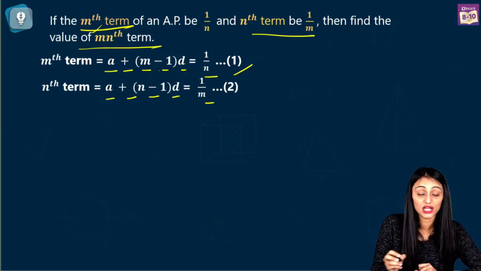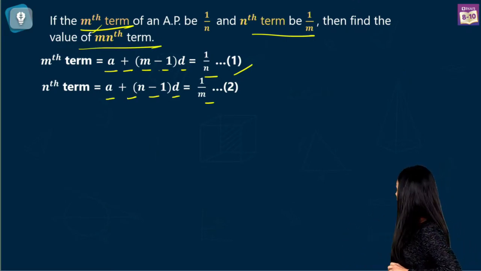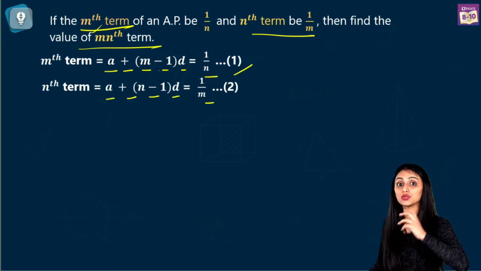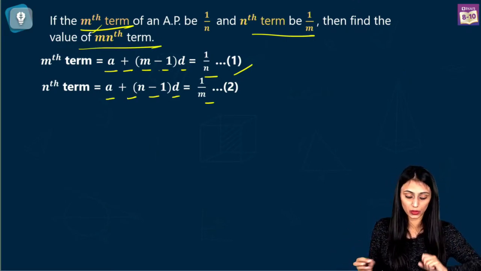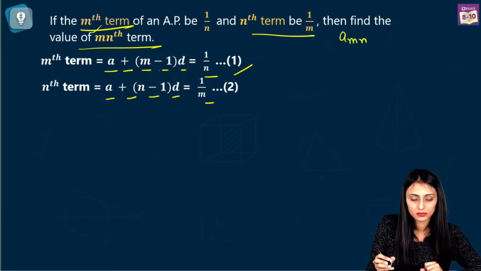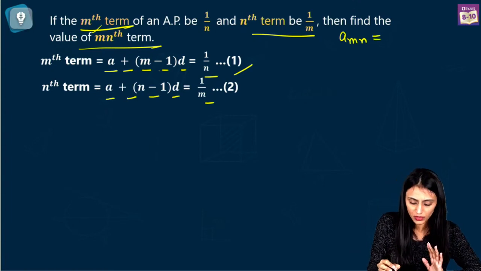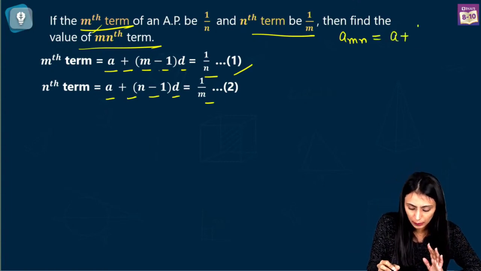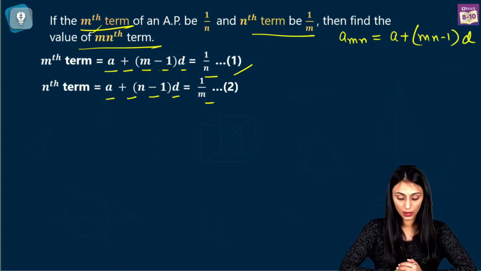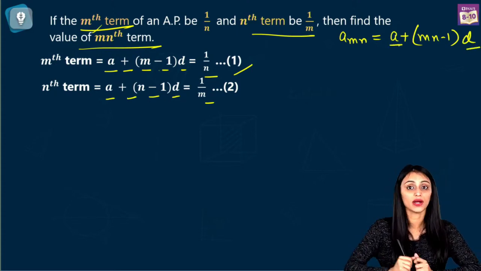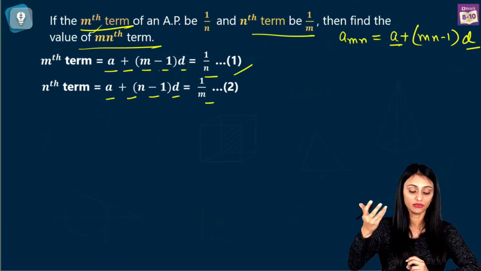Now, the question says the value of the mnth term. See, why am I asking you to see this first? So that you should know what you require to find it out. The mnth term, this is some term number, I don't know what it is. This is mnth. To find this out, what we get? A plus mn minus 1 d. Correct? I would require the first term. I would require the common difference, right? So how do I find it out?